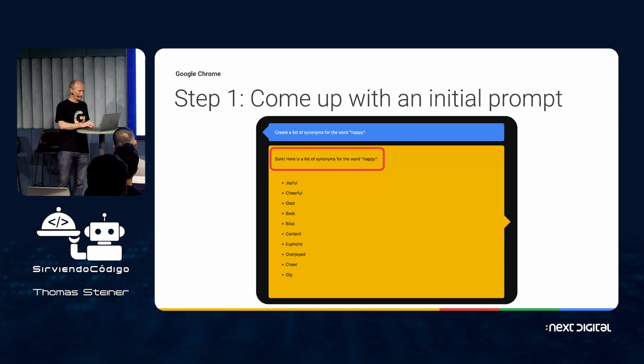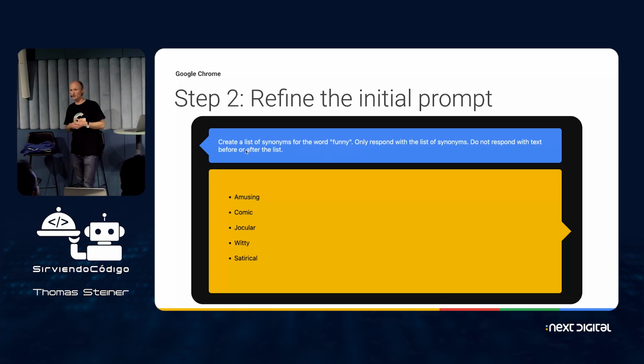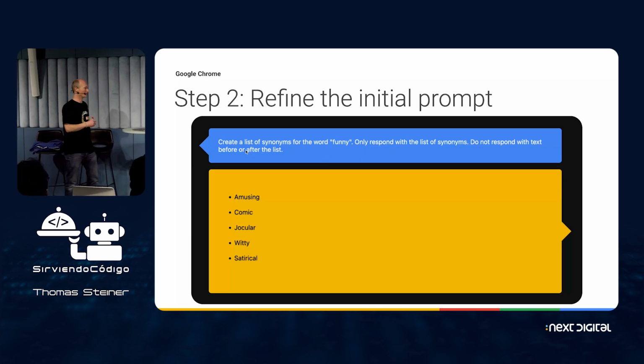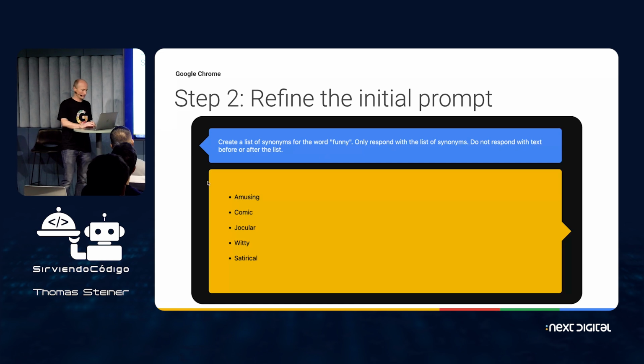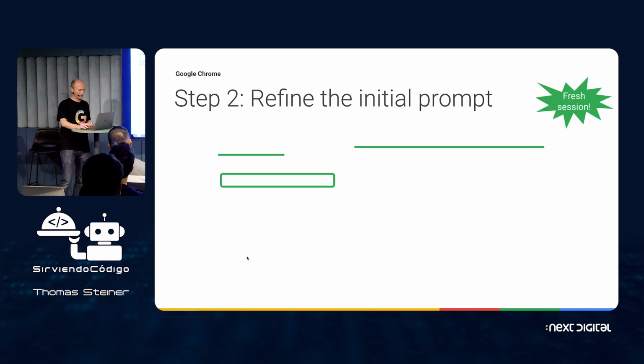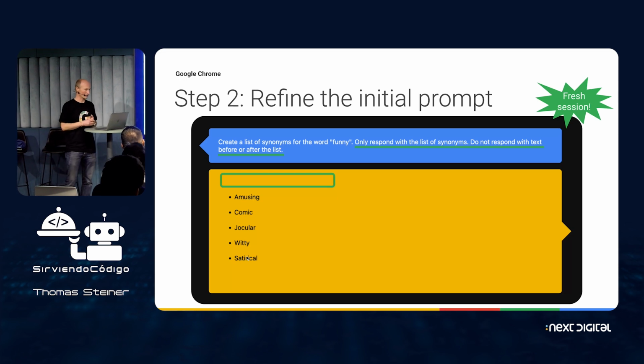Well, the easiest thing we can do is just tell the model. In this case, create a list of synonyms for the word funny, and I would add: only respond with the list of synonyms. Do not respond with text before or after the list. And if I do that, it actually helps. The model is smart enough to make sense of this. So you can see I now get only the words back that I want. The text from before is gone. I just have the list of synonyms.